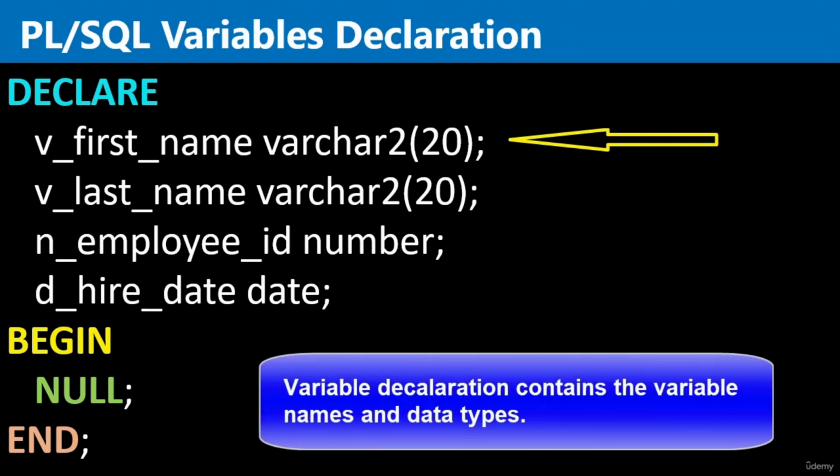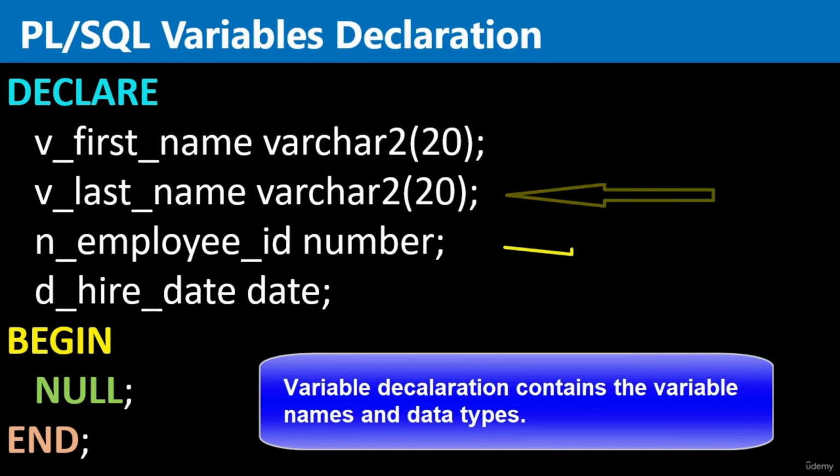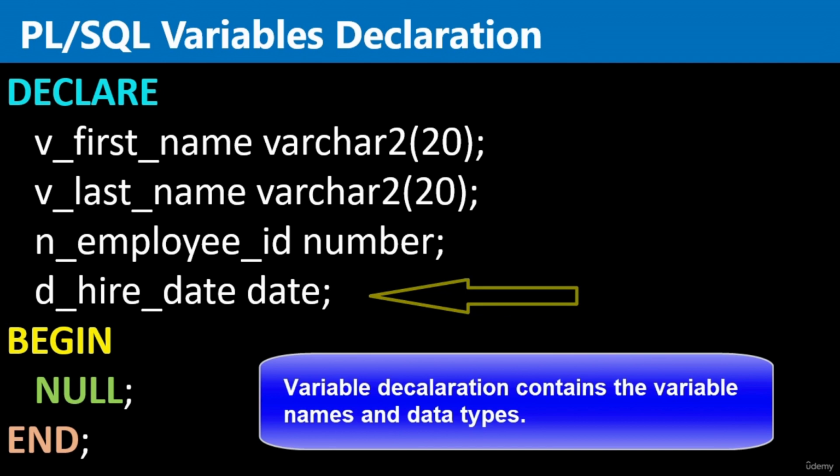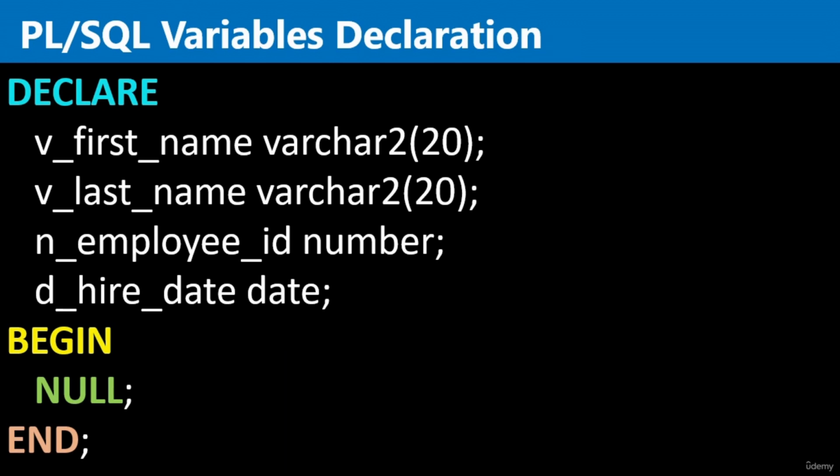So in these examples, I've declared 4 variables: v_first_name, v_last_name, n_employee_ID, and d_hire_date. In the date variable, we have DATE as the data type. In the employee variable, we have NUMBER as the data type, and in the last name variable, we have VARCHAR2 as the data type. So in this example, I have declared some variables inside the PL/SQL anonymous block.